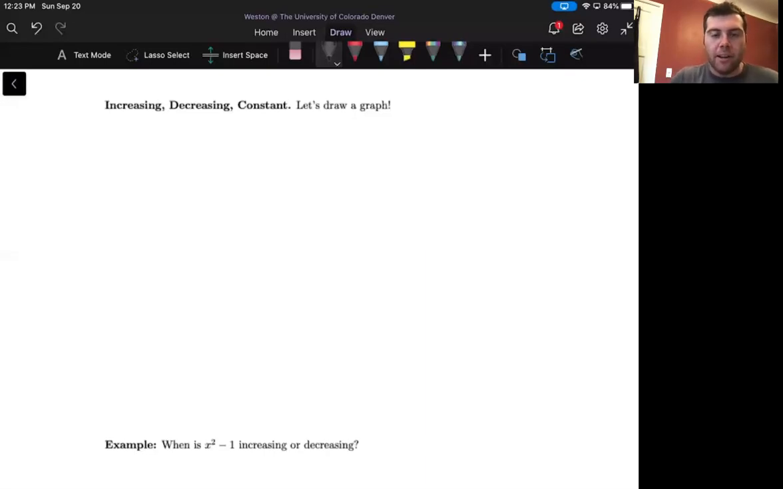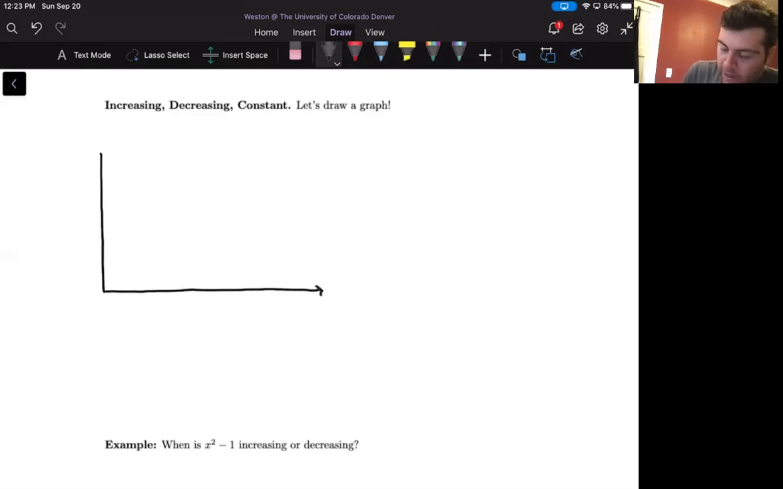This is the third part of 3.3. And in this part, we're going to shift gears from talking about even and odd functions to talking about increasing, decreasing, and constant functions. So let's start with a quick graph. And we'll do an example.